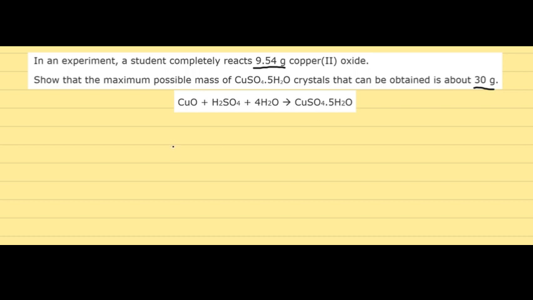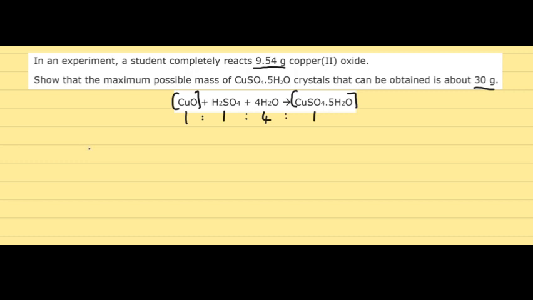The first thing I'm going to do in this question is study the equation that they've given here. For copper oxide, it's 1 to 1 with sulfuric acid, to 4 lots of water, and then 1 mole of my product. Now the important ones here are the copper oxide and my product, copper sulfate, which are in a 1-to-1 ratio. So this should be fairly straightforward to do.